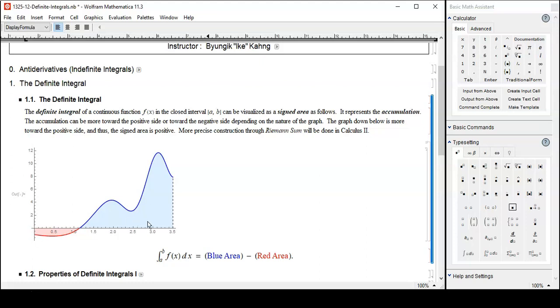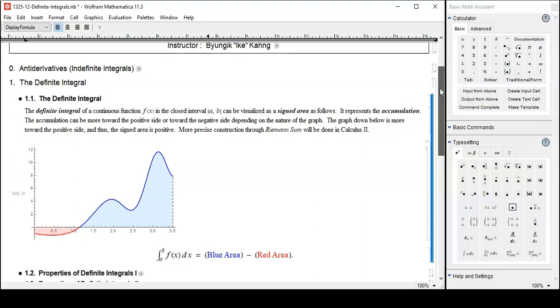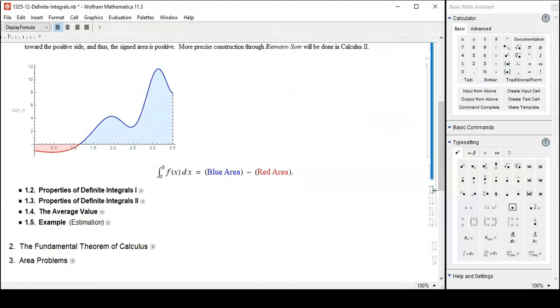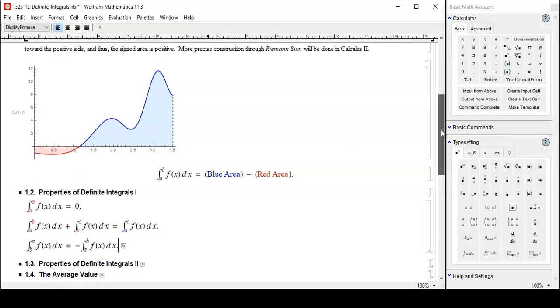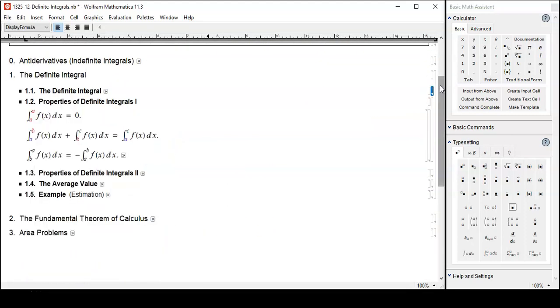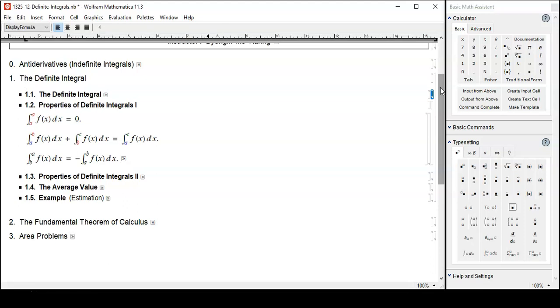If you move from left to right, that's positive x direction. But if you move backward from right to left, that's negative x direction, and that's why you're going to get a negative sign. Go back here. Integral from b to a, that's backward, moving from right to left. So it's the negative of the forward direction, a to b. That's another way to understand the third property. Anyway, we have all these three.